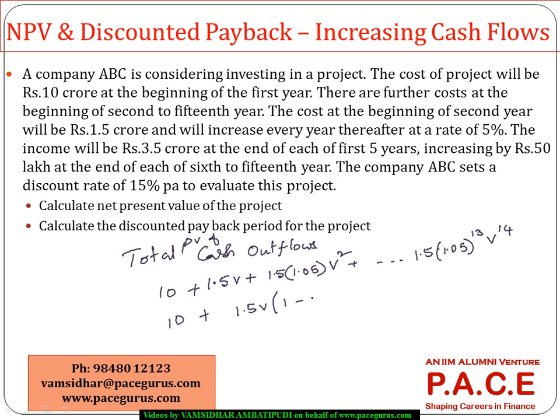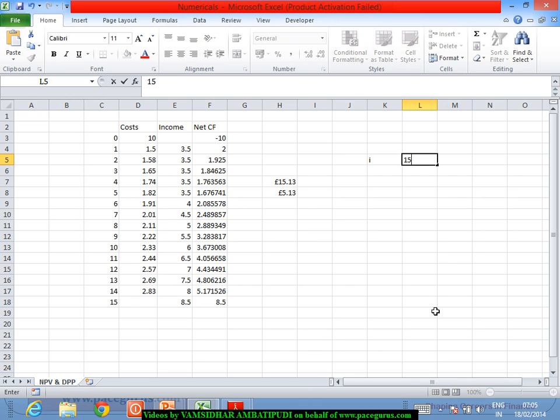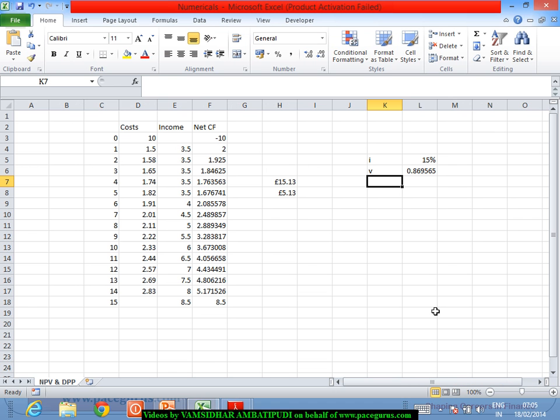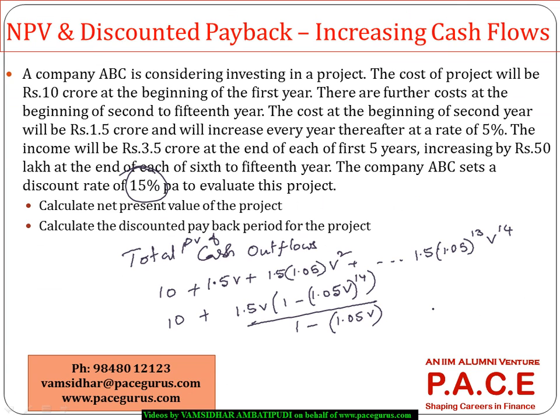into 1 minus R power n. What is R here? R comes out to be 1.05 V. 1.05 V is going to be the R. So R power 14 divided by 1 minus R, 1.05 V. Now we know that I is 15%, right? So let me set that I is 15%. From here I get my V as 1 divided by 1 plus I. So my V is this much. And 1.05 V also I'll try to find out because it is required. So I'll take it as 1.05 times V, taking it to this number.